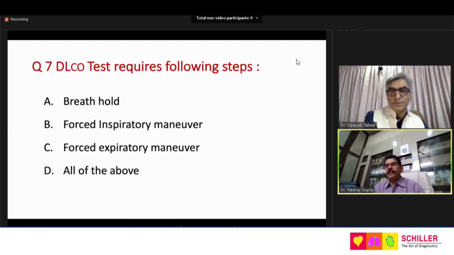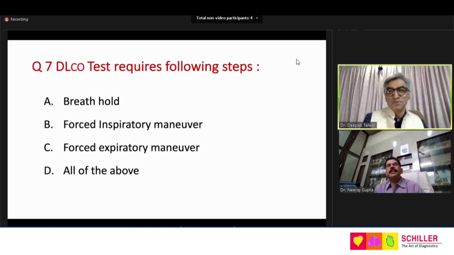So 82% have polled for option D. Not unusual. I had expected this, and that is why I had put in all of the above. I should have put in none of the above as one of the options. I would have been happier that way.